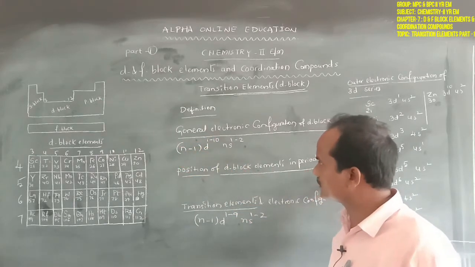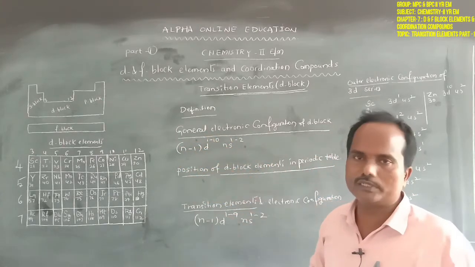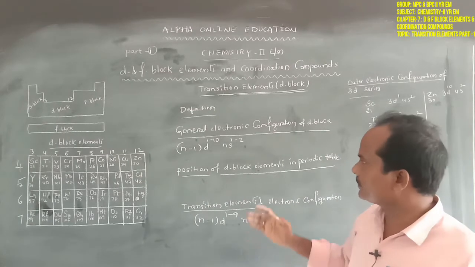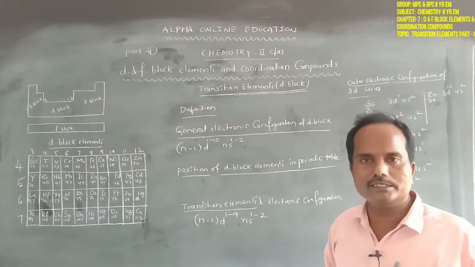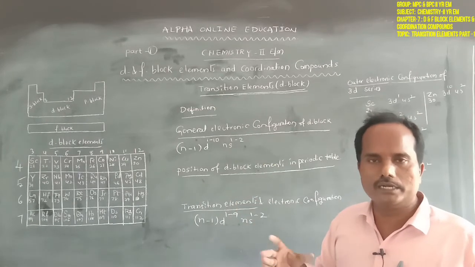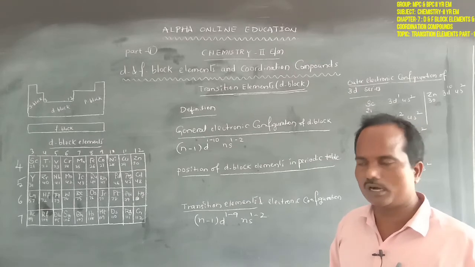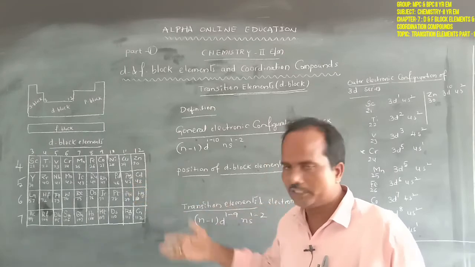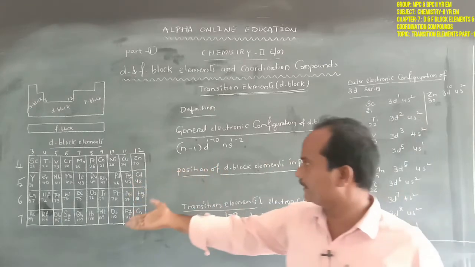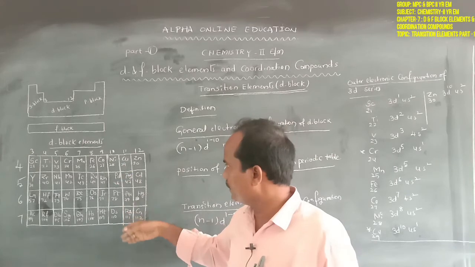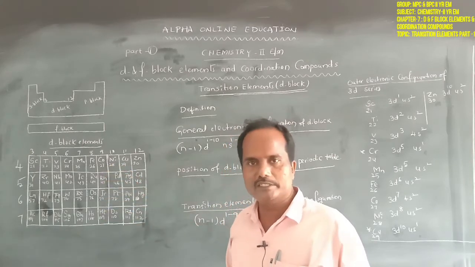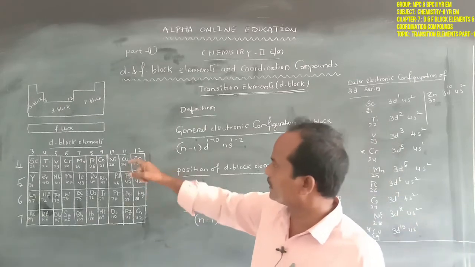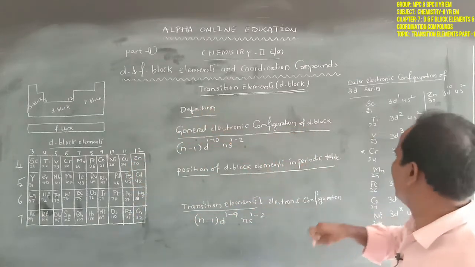Because of the variable oxidation states, they are involved in complex formation. They act as good catalysts. They can form colored compounds. Most of the elements are used in day-to-day life, such as gold, platinum, and iron. They play a major role in the development of human civilization. That's why we have to study the transition elements.